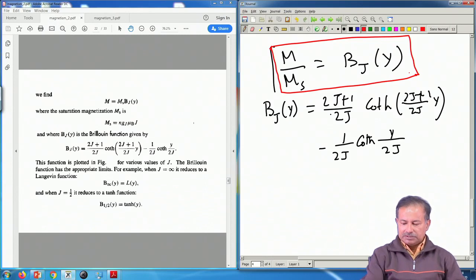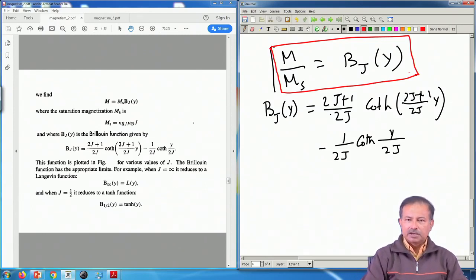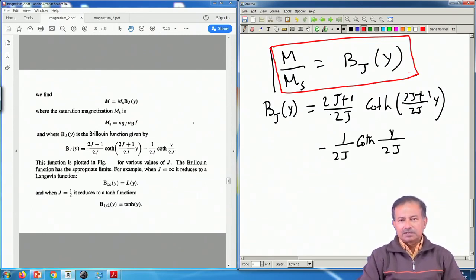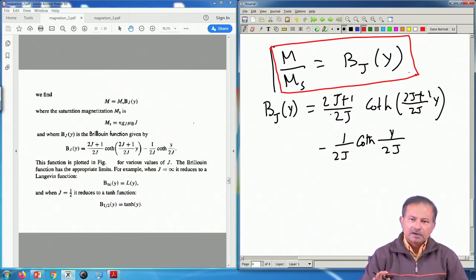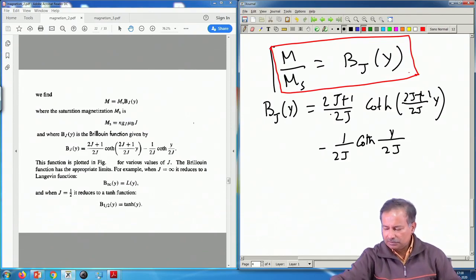Of course, we will have to do the same thing as we did in the other case: find out the range of y that we are interested in, where y is significant, and what ranges of temperature we are interested in. In that case we will again approximate this and try to find the magnetization. And from the magnetization, which we find as a function of h, we will find the susceptibility.